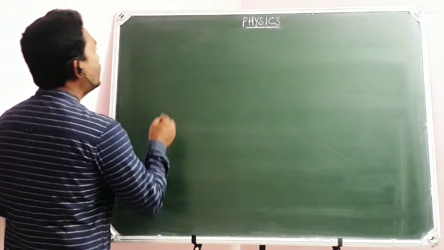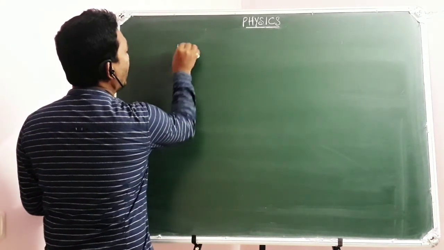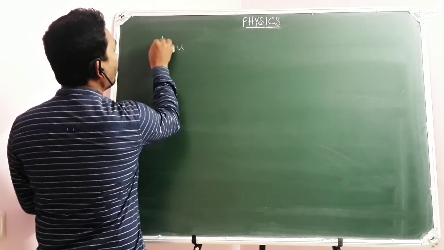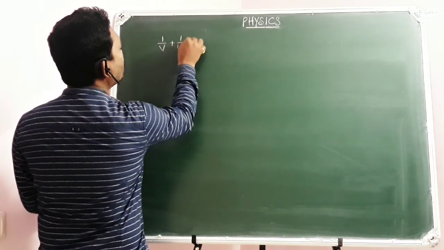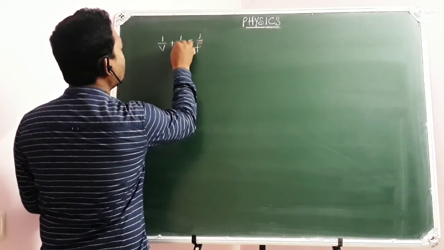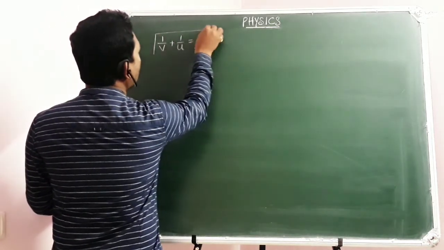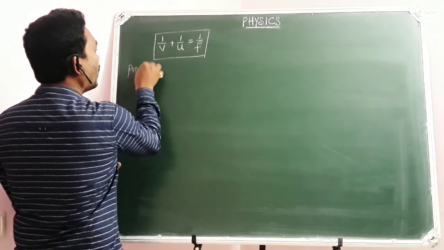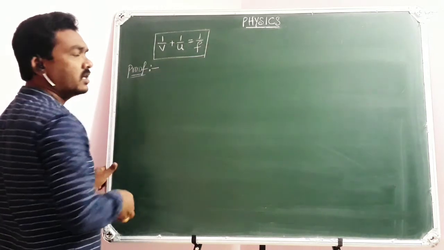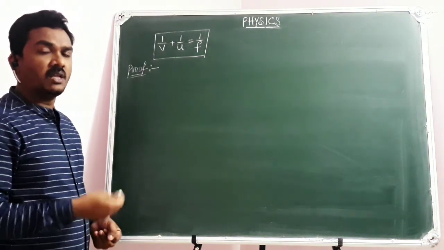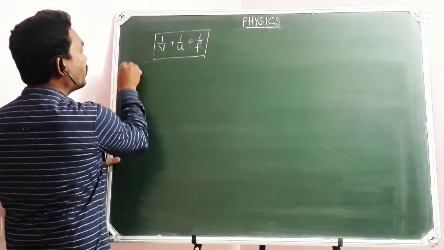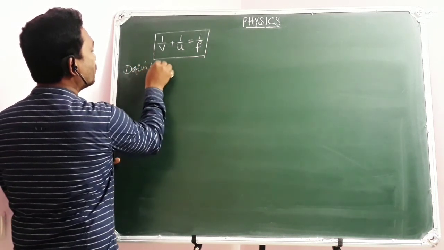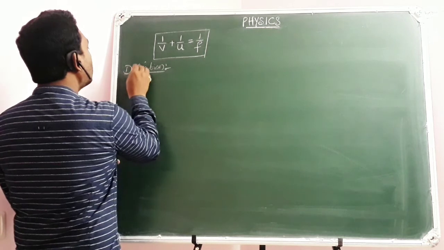Yes, you know that if the object distance is u and the image distance is v, then your mirror formula is 1 by v plus 1 by u equal to 1 by f. This is the mirror formula. Now there is a systematic calculation to derive this equation. Rather than proof, you can say it's a derivation. Deriving the mirror formula rather than proof; you write it as derivation. We are going to derive that. So how to derive this mirror formula?